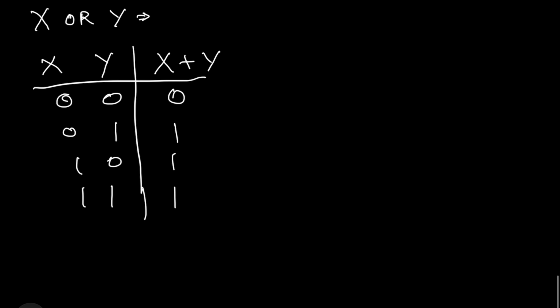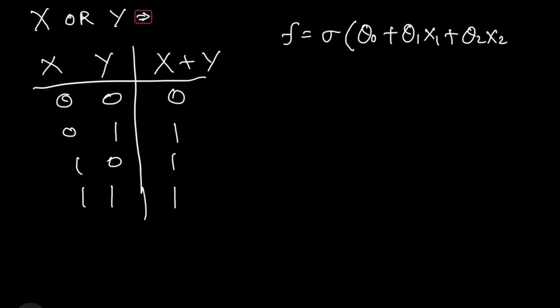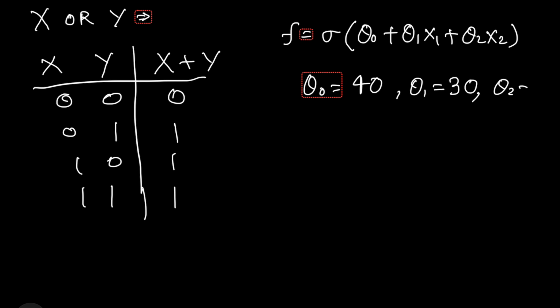Right? So let's see now, the function f would be again sigma of theta naught plus theta 1 x1 plus theta 2 x2. Let's see what we can try. Let's right now start with giving positive values to everyone. Let's say I take theta naught as 40, and then let's say theta 1 as maybe 30, and let's say theta 2 is again 30.